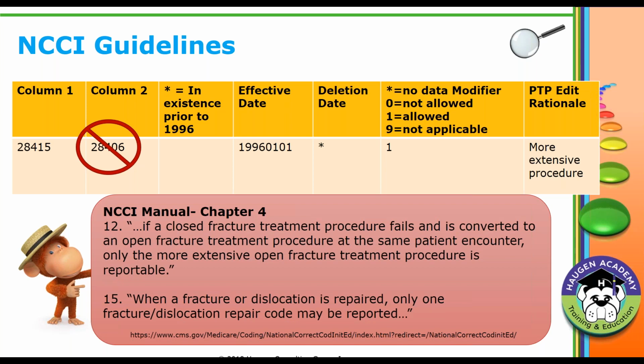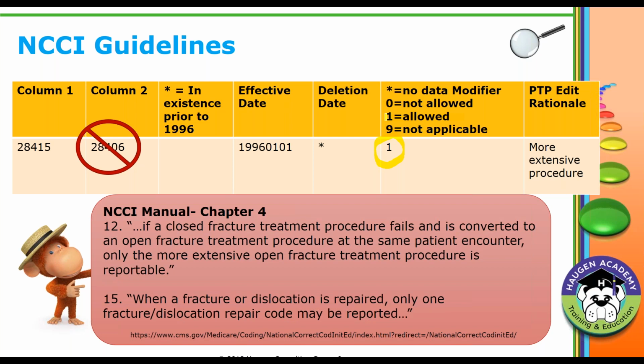Here, when we look at these two codes, we see that 28406, which is the closed treatment with the percutaneous pins, that one is actually bundled into the open treatment code, the 28415. It does say that it is modifier allowed, so you'll see that one there for modifier allowed, but it's only going to be appropriate to report it with a modifier if it's done, say, on a separate site. So an example would be if they did a closed treatment on the left side and then the open treatment was done on the right.